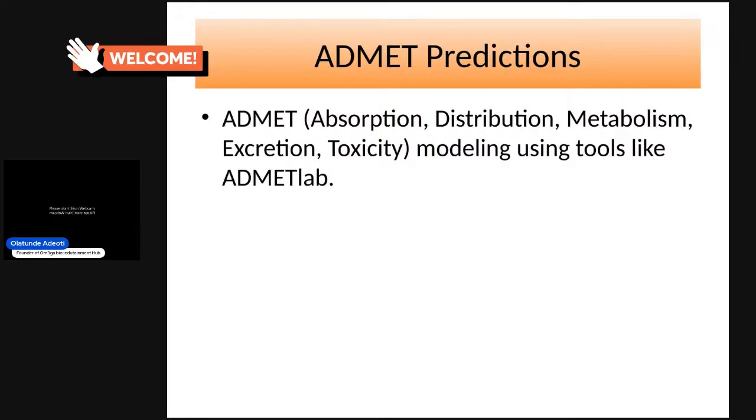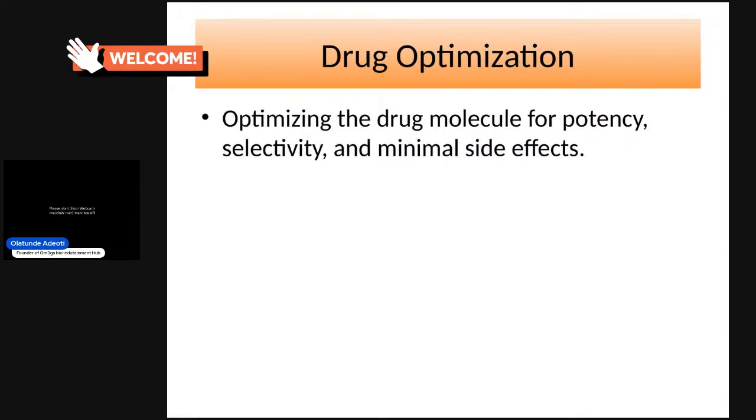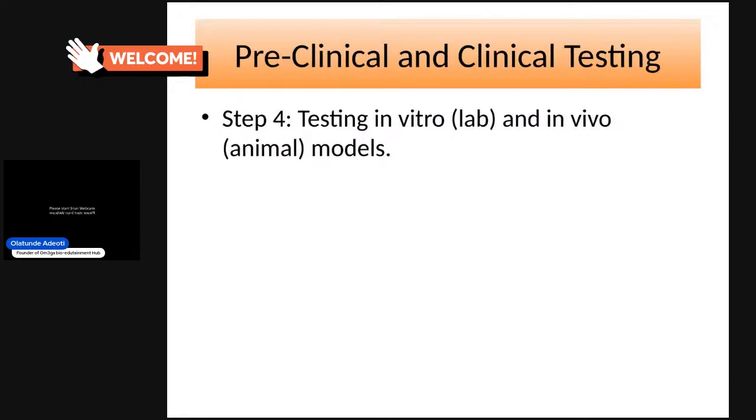So don't worry that maybe you need to go and study computer. No, you don't need any other computer. You get used to them by the time you start working on them. Then drug optimization, that's another step in drug design: optimizing the drug molecule for potency, selectivity and minimal side effects. This is very, very important. Then normally there should be preclinical and clinical testing, but we are not going to do that.